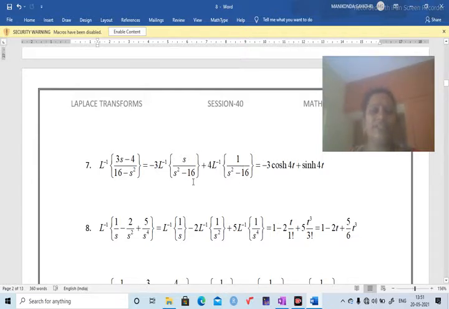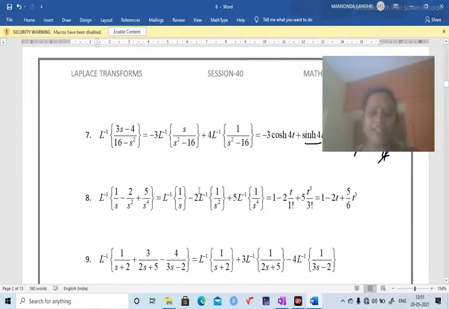16 can be written as 4 square. So L inverse of s by s square minus 4 square is cosh 4t. Plus 4, here plus 4 as it is. L inverse of 1 by s square minus 16 is sinh 4t divided by 4. The 4s get cancelled. That's why I am going to get sinh 4t here.